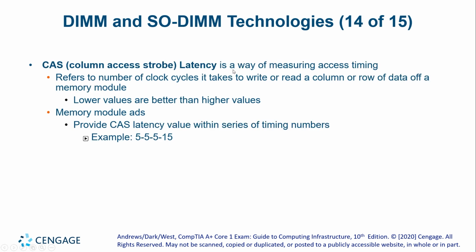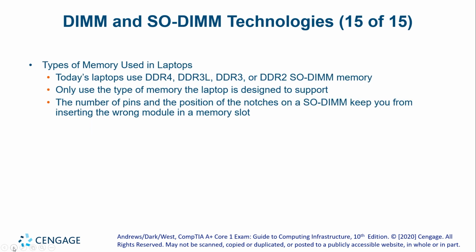Column access strobe latency is a way of measuring access timing. It refers to the number of clock cycles it takes to write or read a column or a row of data from a memory module. Lower value is better because that means it does it faster. You have low latency. If you've ever played a video game online, you know that latency is a bad thing, and the less latency you have, the better. Memory module ads provide CAS latency value with a series of timing numbers. Basically, it's going to look something like that. So when you're looking at purchasing RAM, lower latency is better.